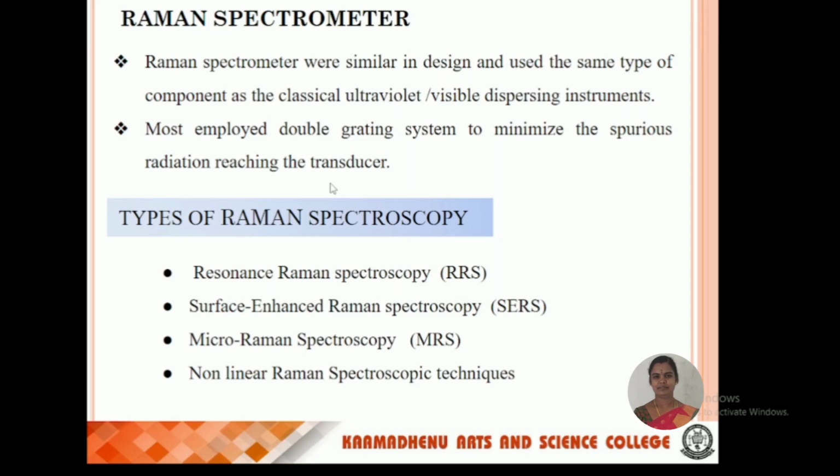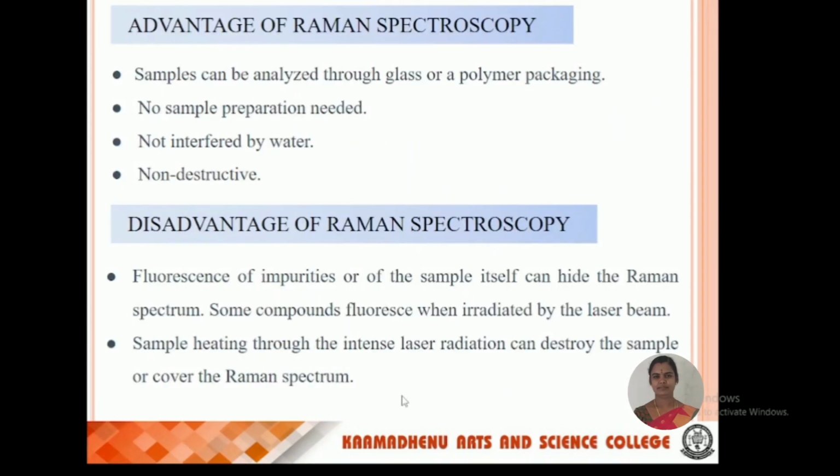Then next, types of Raman spectroscopy. These are the types. First one is resonance Raman spectroscopy, RRS. Second one is surface enhanced Raman spectroscopy, SERS. Then third one is micro Raman spectroscopy, MRS. Last one is non-linear Raman spectroscopic techniques.